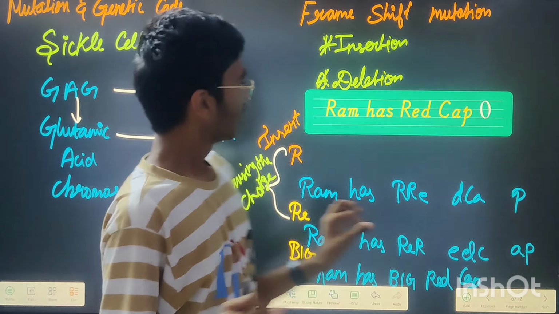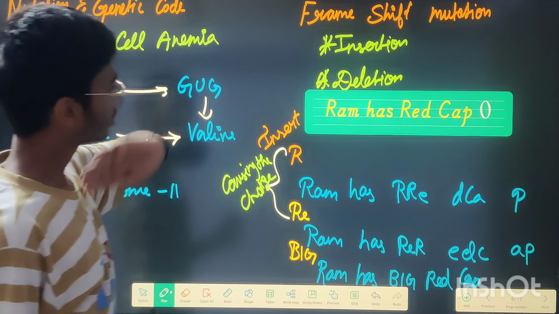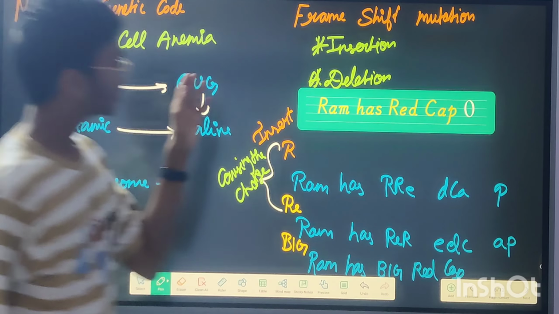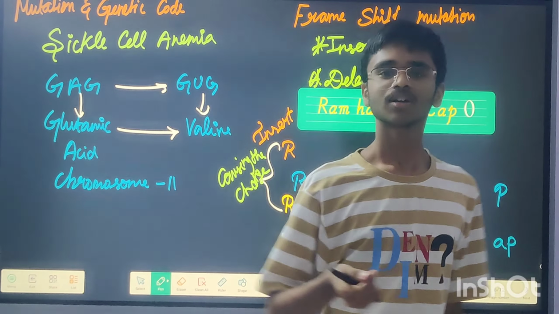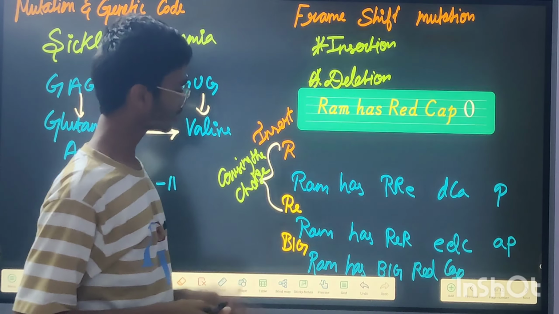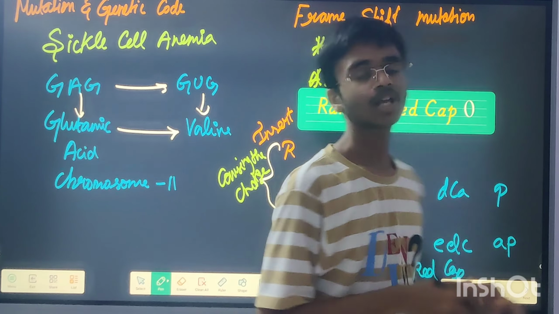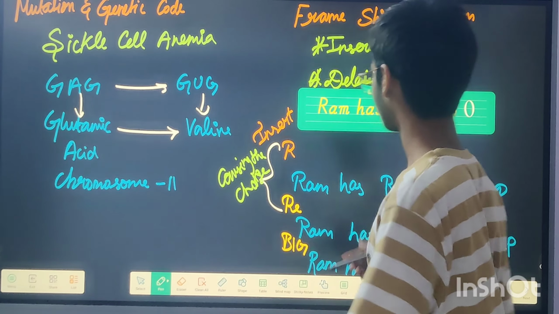That's it. So this is what a frame shift mutation is, and this is what the insertion is. Ram has red cap. So when you do this, this is what will be happening in insertion. Deletion is also kind of the same thing.